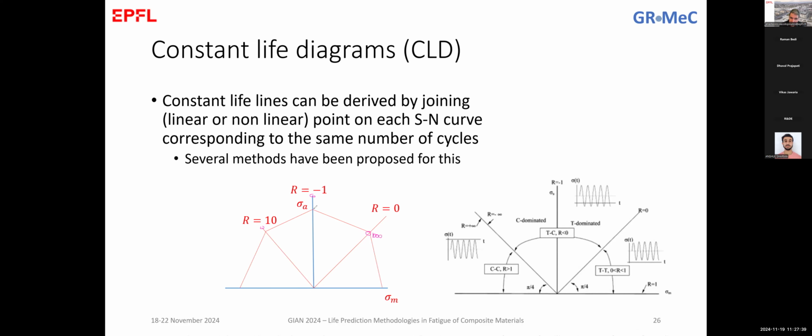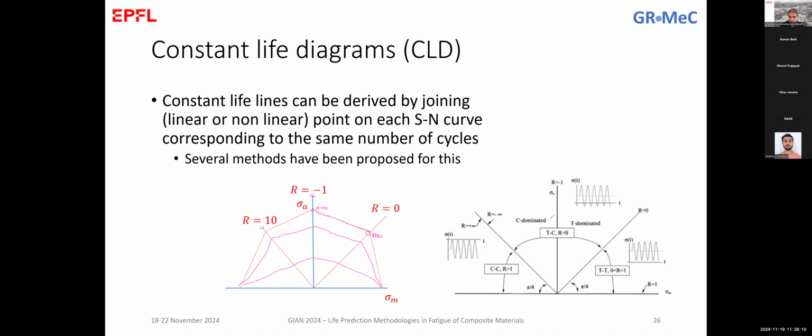And we can go to this SN curve and select the point corresponding to 1,000 cycles. If we connect these points, then we have a constant life line corresponding to 1,000 cycles. When we connect to the next one, the same. So we can go then to 10,000 cycles. We can do the same. We can go to 1,000,000 cycles, and we can do the same. So this is how we create a constant life diagram.